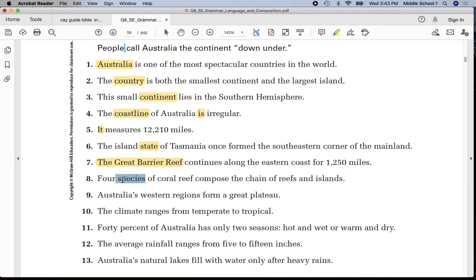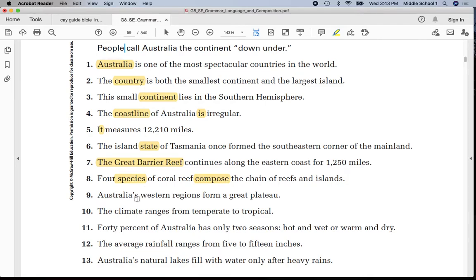Because I have my subject species, I'm separated by a prepositional phrase of coral reef. I don't want to take my prepositional phrase. My line goes between reef and compose. Compose is the predicate. My line goes between these two. This goes with my simple subject.